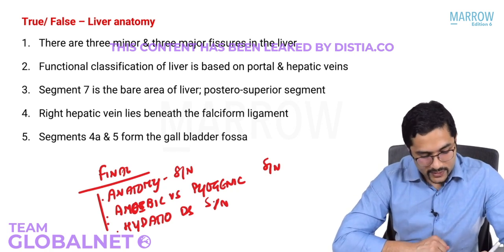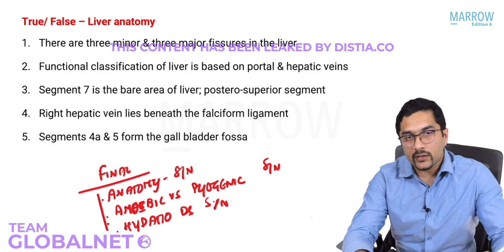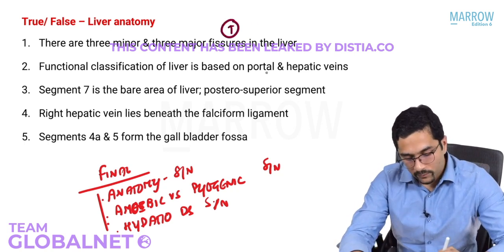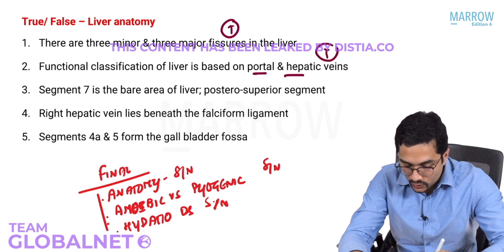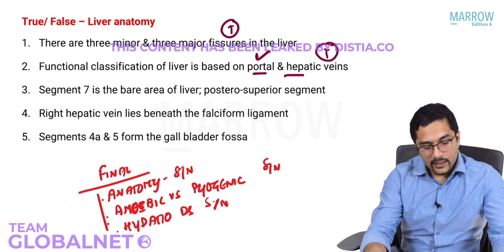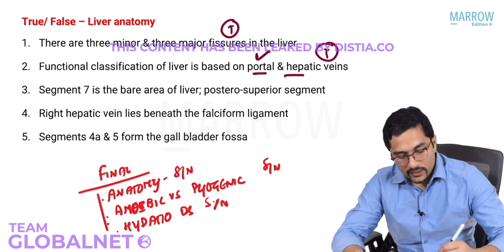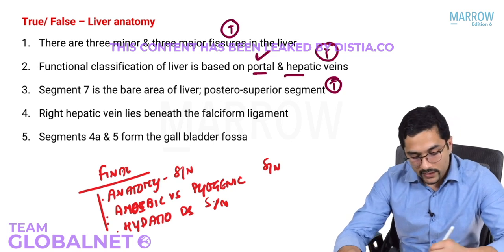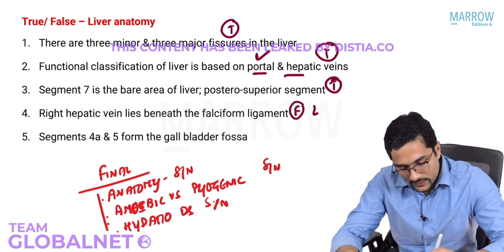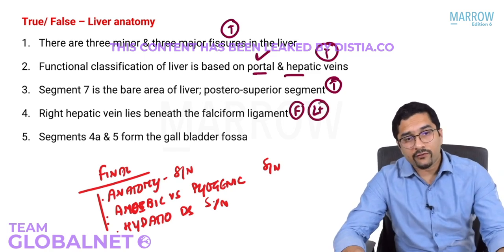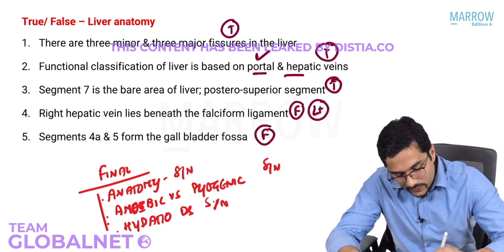True and false regarding liver anatomy. There are 3 minor and 3 major fissures. This is true. The functional classification is based on portal veins and hepatic veins. This is true. And I told you if you have to choose one, you will mark portal veins. Segment 7 is the bare area of the liver. It is the posterior-superior segment. This is true. Right hepatic vein lies beneath the falciform ligament. This is false. It is the left hepatic vein. And segments 4A and 5 form the gallbladder fossa. This is false. This is 4B and 5.